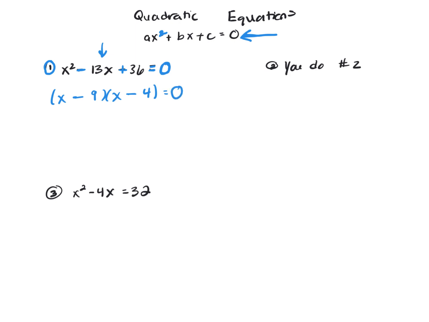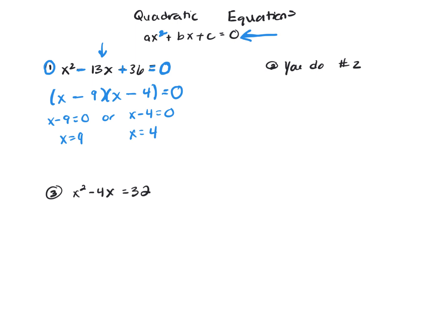All right. How do you multiply two things together and get 0? Well, one of them must be 0. X minus 9 equals 0, or x minus 4 equals 0. Now solve these linear equations, and you get 2 solutions. Look at number 3. You do number 2.